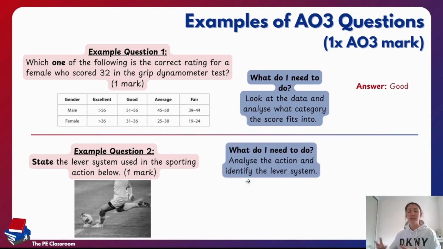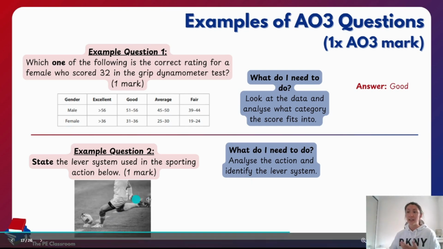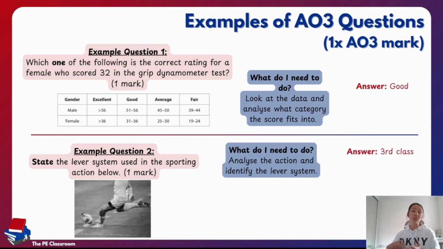So here you just need to look at the action that has taken place, the kicking of a ball, and analyse and decide which lever system you think it is an example of. So long as in this scenario you know your different lever systems and you know examples of them, then you will get the mark on this.